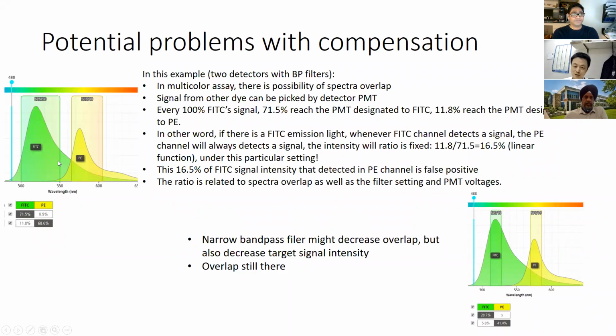So people say, okay, how about narrowing the filter? We can actually use a narrower filter, but the overlay is still there. So there's no way around it. We have to do some calculation to handle that.